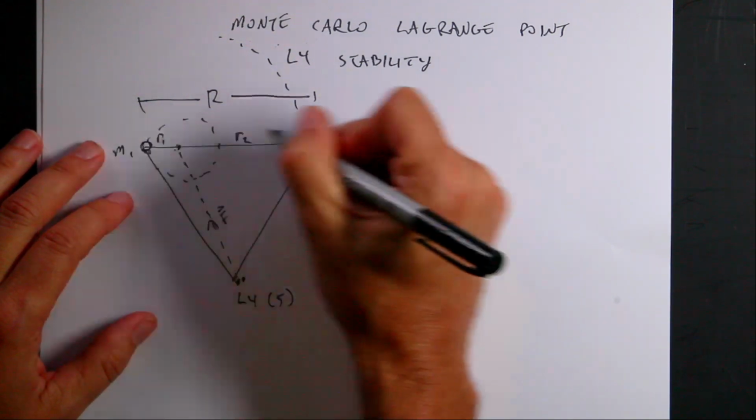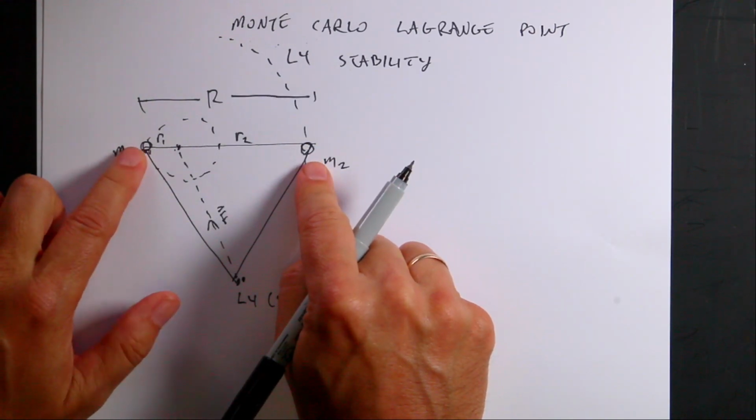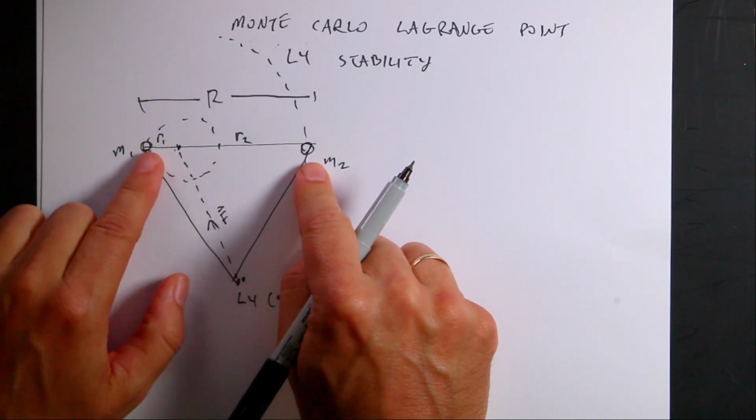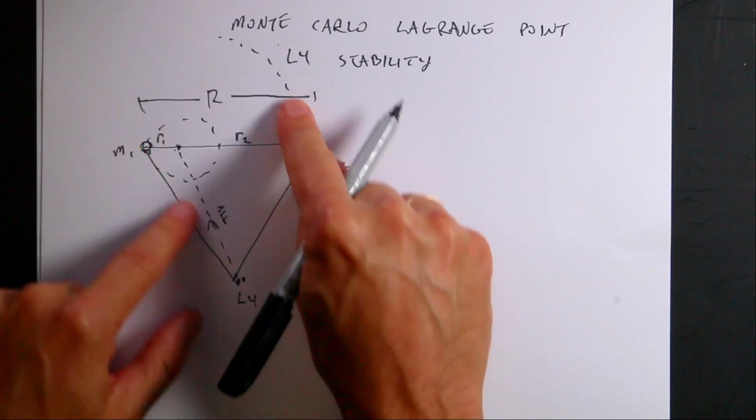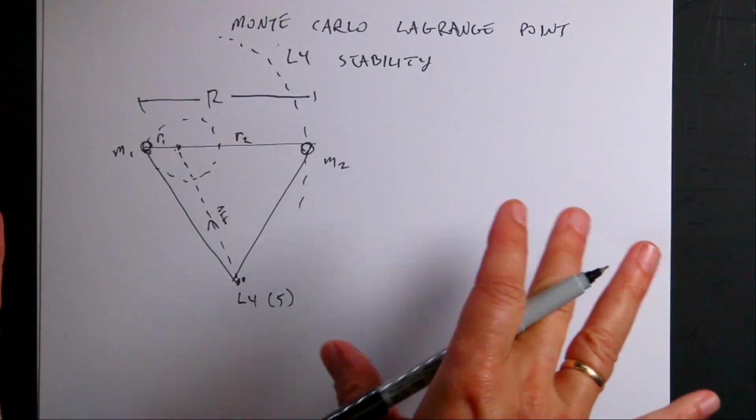So here I have a binary star system. I have mass M1 and M2, and they're different masses, but they orbit each other around the center of mass. So they have the same angular velocity, but they move in different directions with different radiuses about the center of mass. And so that's the first thing you got to set up. You got to do that.